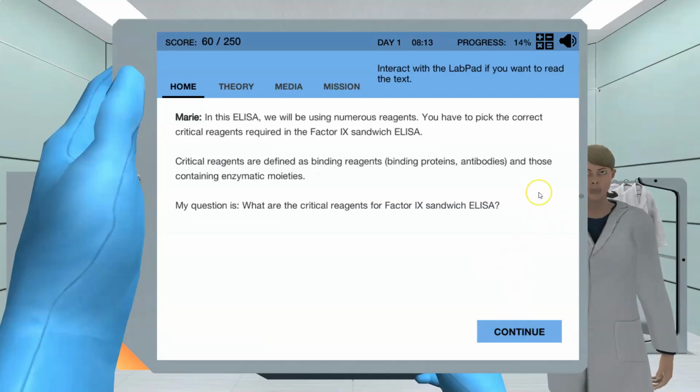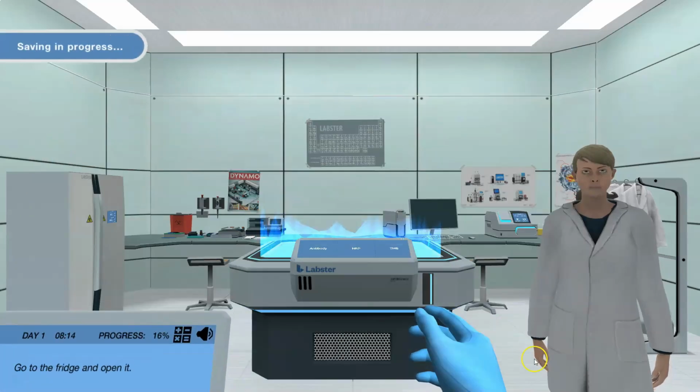In this ELISA, we will be using numerous reagents. You have to pick the correct critical reagents required in the factor IX Sandwich ELISA. Critical reagents are defined as binding reagents and those containing enzymatic moieties. My question is, what are the critical reagents for factor IX Sandwich ELISA? Go to the fridge and open it.